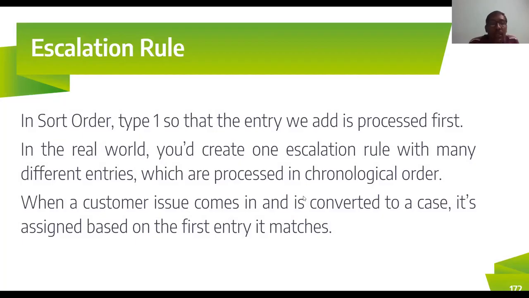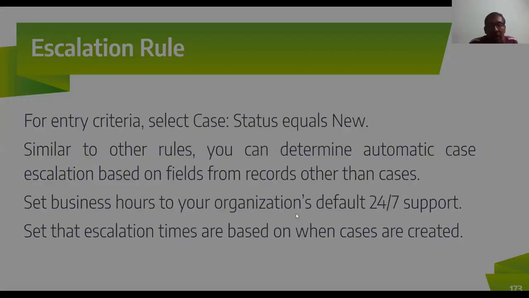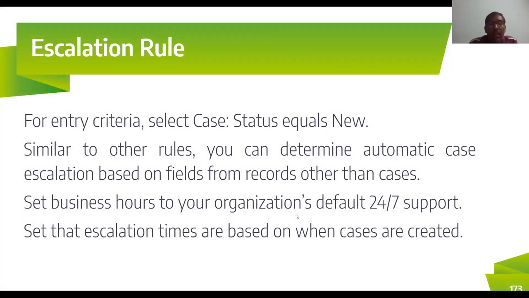Then in the sort order, type 1 so that the entry we add is processed first. If you create one escalation rule with many different entries, they are processed in chronological order. When a customer issue comes in and is converted to a case, it is assigned based on the first entry match. Whenever cases come in, they are matched against the criteria, and if matched, the case will be escalated. For the entry criteria, select case status equal to new.